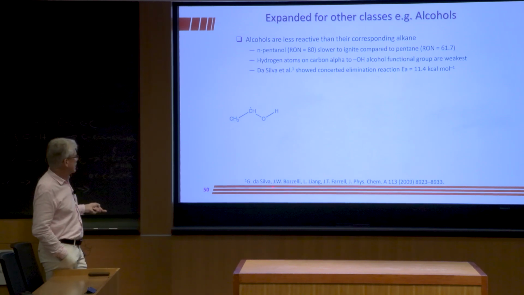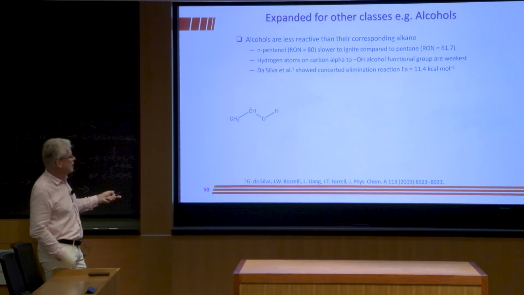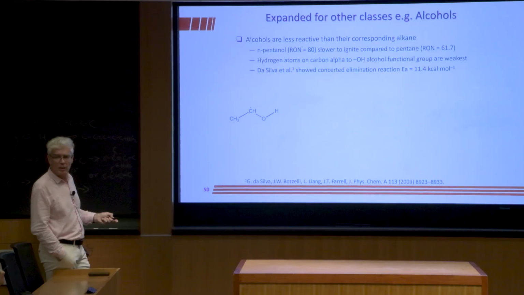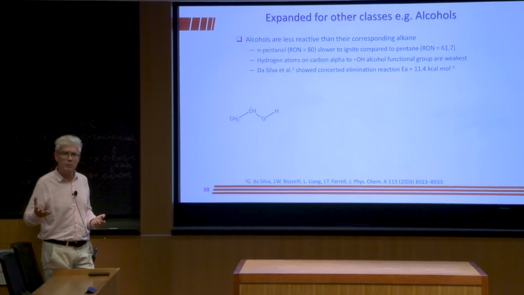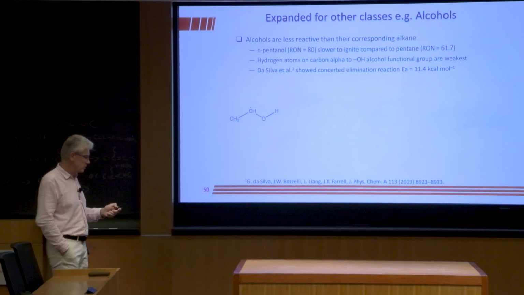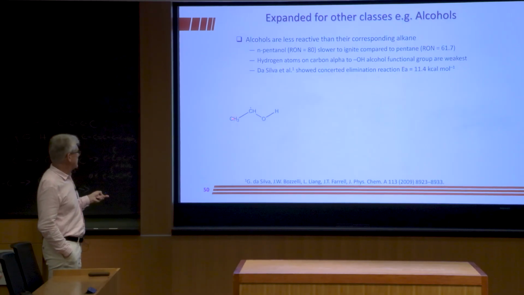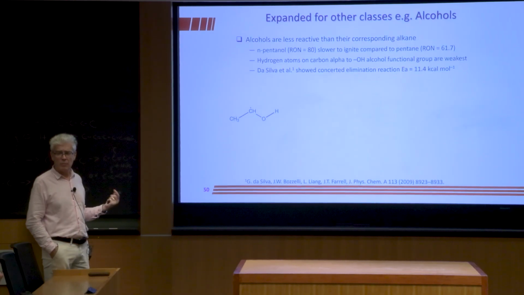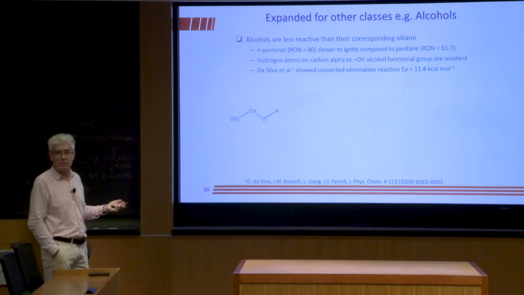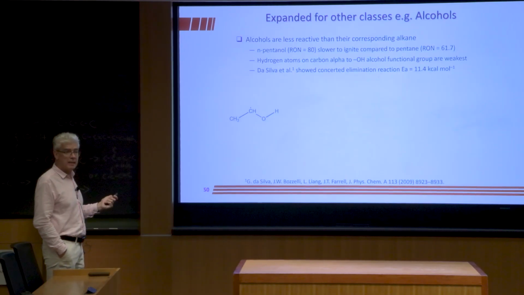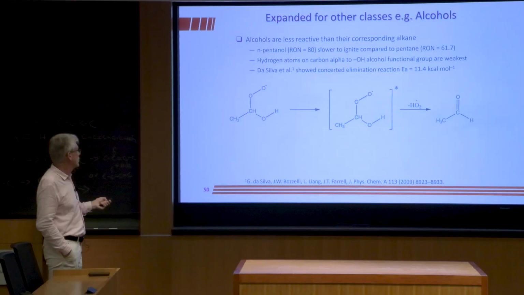So De Silva and Bozzelli in 2009 showed that the concerted elimination reaction actually has an activation energy barrier that's very low. It's 11.4 kilocalories per mole, right? Other concerted elimination reactions, you're talking about 28 kilocalories per mole. This is 11.4, it's really low, right? So what happens is, and I'm just showing it here for ethanol, but this happens for all alcohols. So here, think of this methyl as an OR, right? Any functional group, right? But in this case, it's ethanol, so OR is methyl, okay?